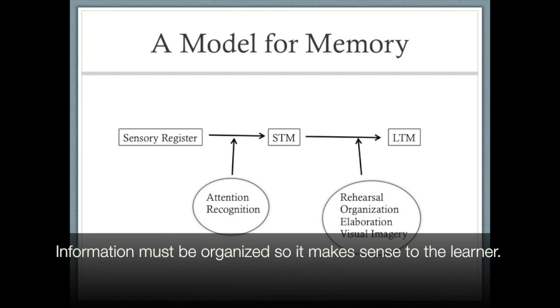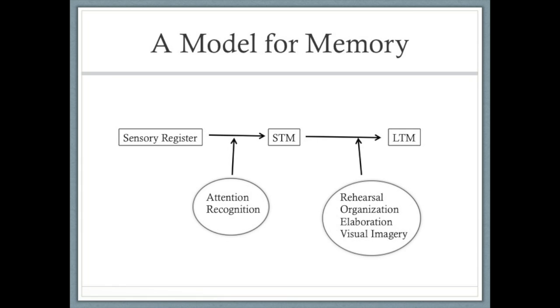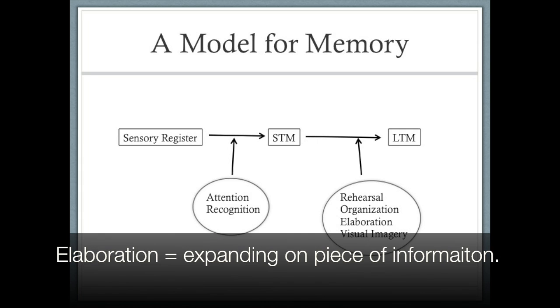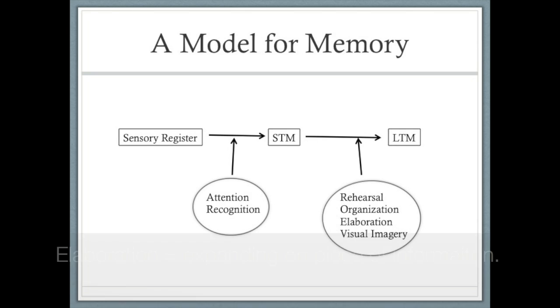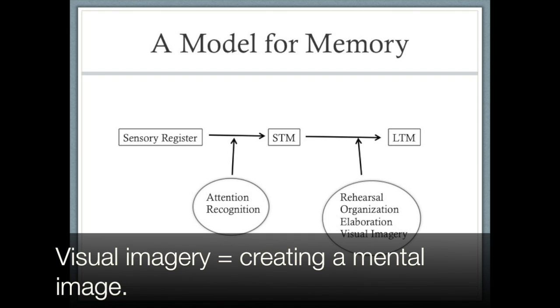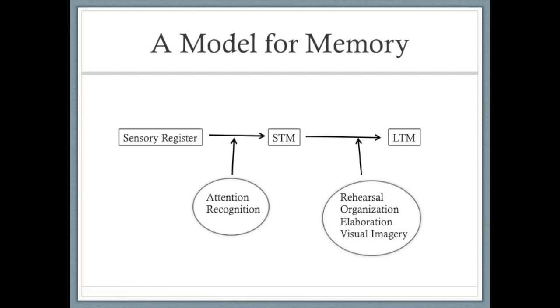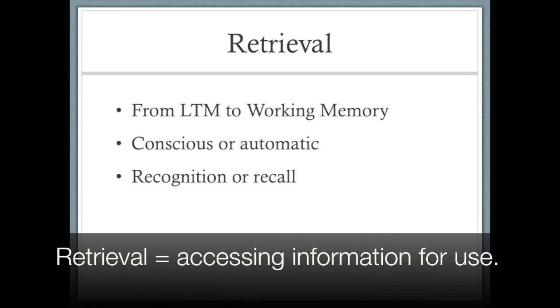So another way is through organization. Information must be organized in a way that makes sense to the learner in order to learn it. Also, learners can use elaboration and visual imagery to learn information. These strategies involve expanding on a piece of information or elaborating, or creating a mental image or visual imagery to help the learner remember it. Once information gets into the long-term memory, we can say it has been learned.